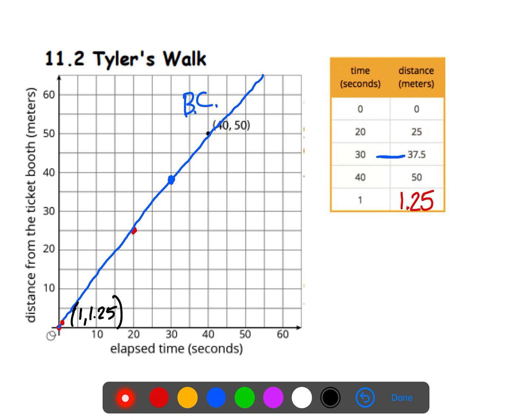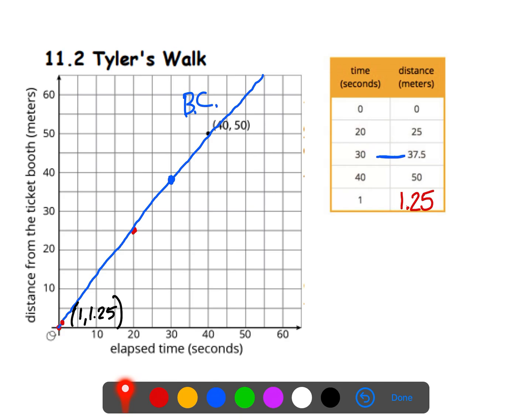For part F, what is the constant of proportionality for the relationship between time and distance? We've already figured this out. A lot of this is very repetitive information. We knew that right here in the table when we found our unit rate. So our constant of proportionality is 1.25. We can also see that here on this first point of our graph.